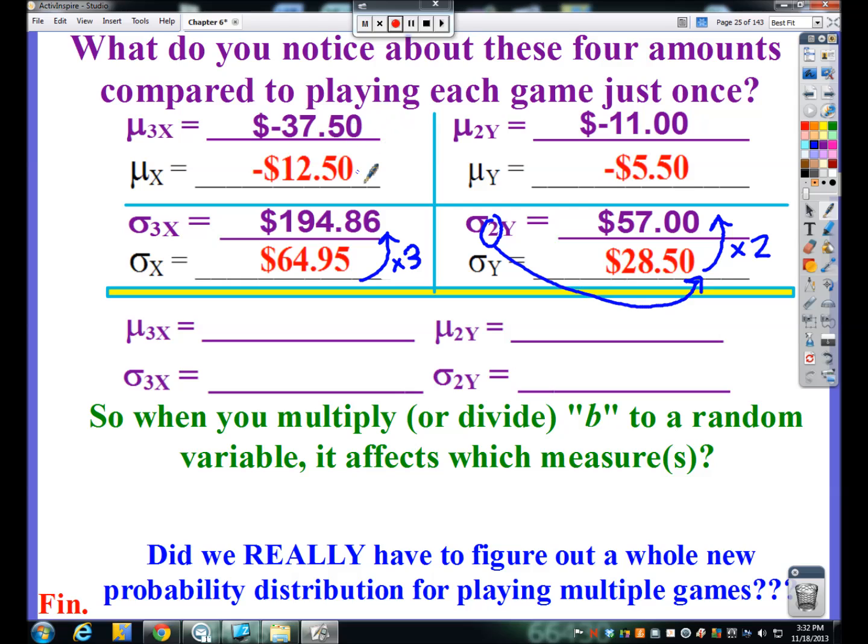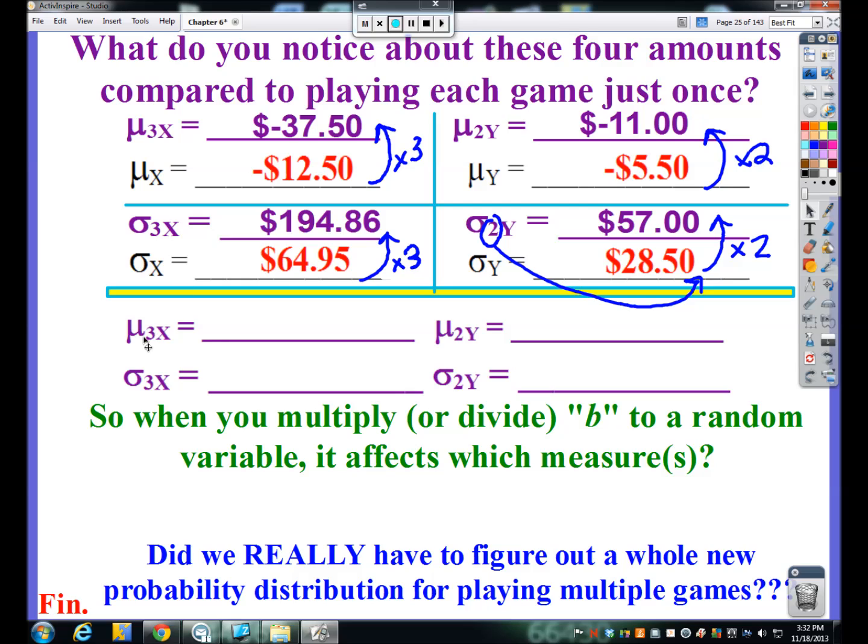Okay, and we see the same thing happening with the means. The new mean is 3 times larger than the old mean, and our new mean for the double Zambo game is twice as large as what it was for the original game. So it looks to be that multiplication affects not only measures of center, as in our mean here, but it also affects our measures of spread, as in our standard deviation.